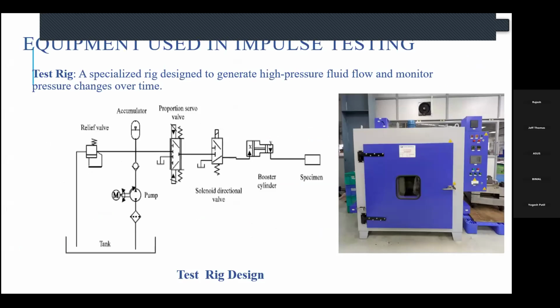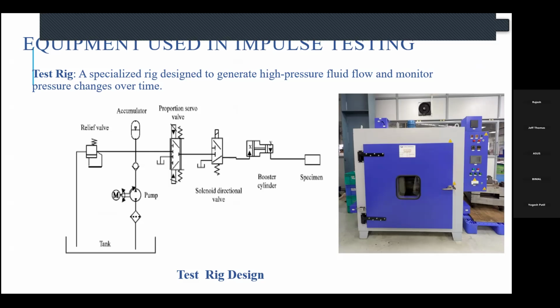Okay. So this is the test apparatus. We have many test apparatus, maybe 3 to 4, by which we can do the testing. This is one typical example of the test apparatus. You can see there is a tank which is filled with the specified oil. Then there is a relief valve arrangement. There is an accumulator which maintains the predefined pressure criteria.